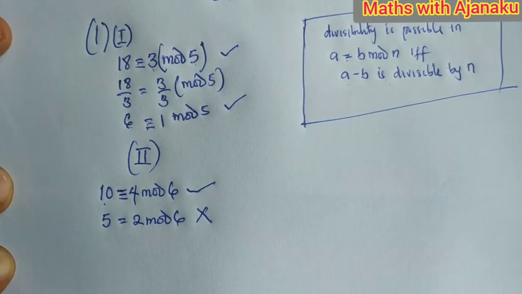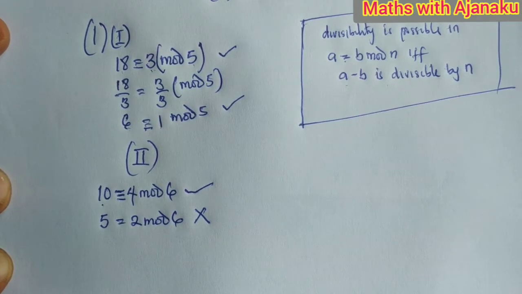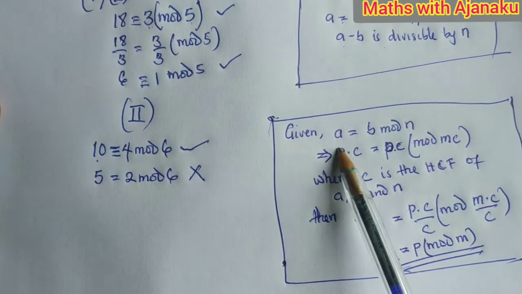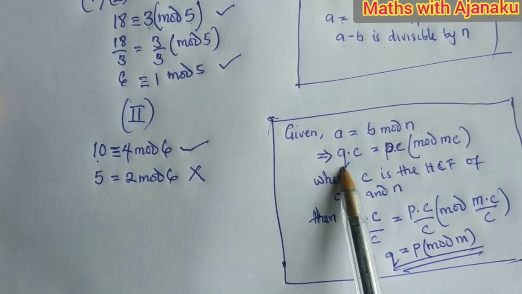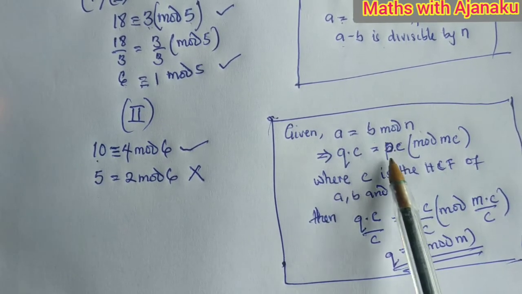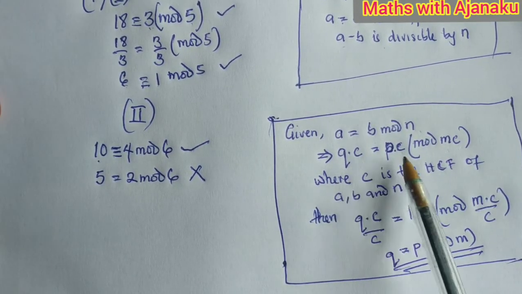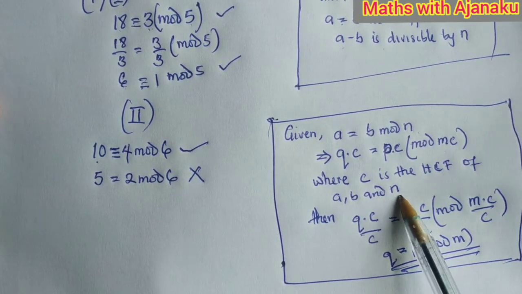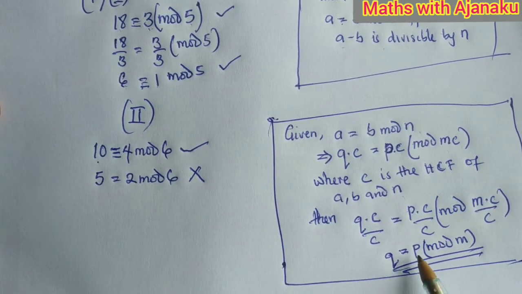So it's not true. So if we find ourselves in this situation, what do we do? This brings us to a rule which states: given that A is equal to B modulo n, and if we can write A as Q times C, B as P times C and n as M times C, where C is the GCD or the HCF of A, B, and n, then we can divide through by this GCD to give us Q equal to P modulo M. I hope that is very clear.